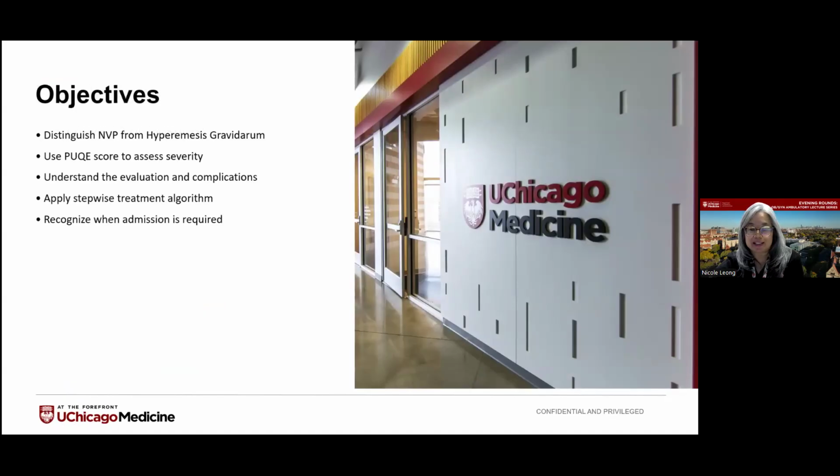Okay, and this is just a review of the things that we will be discussing today. So one of the things that we would like to distinguish is nausea and vomiting in pregnancy versus hyperemesis gravidarum, how to use objective scores to assess the severity of nausea, vomiting in pregnancy and hyperemesis, understand the evaluation and complications, how to apply a stepwise treatment algorithm for nausea and vomiting in pregnancy, and to recognize when things should be escalated and admission to the hospital might be required.